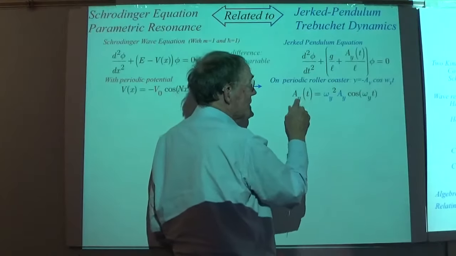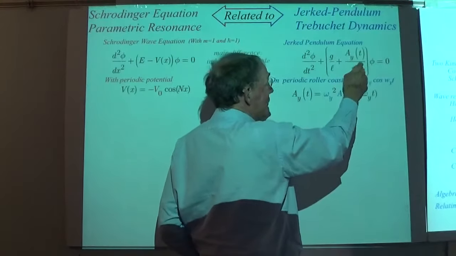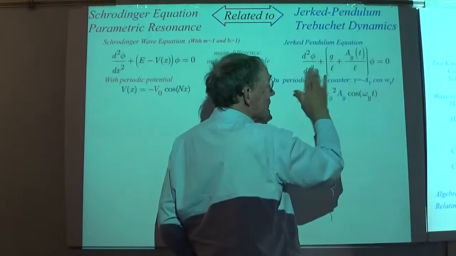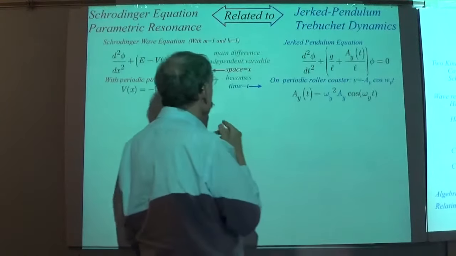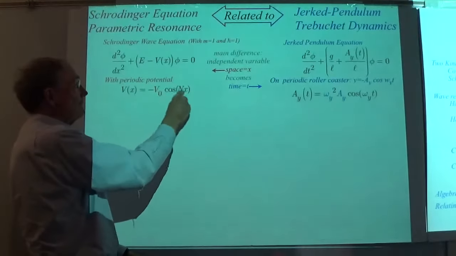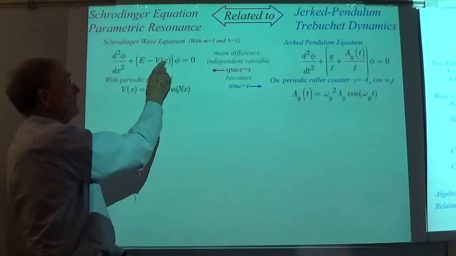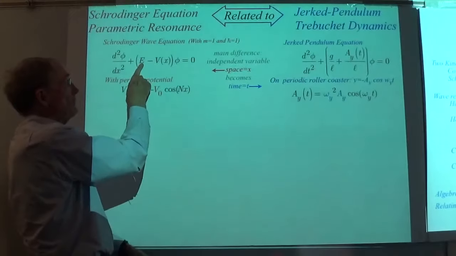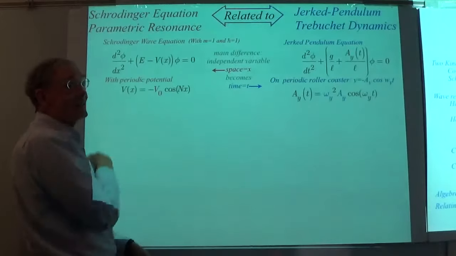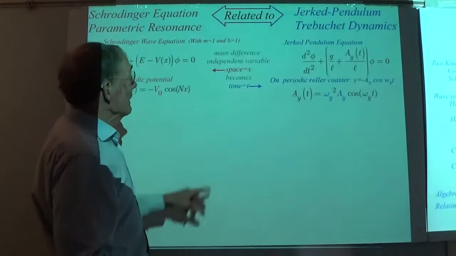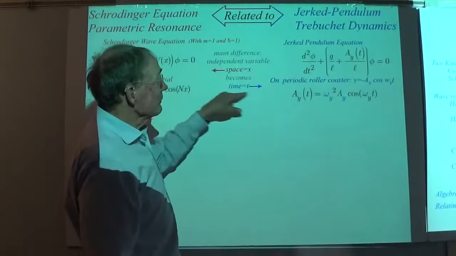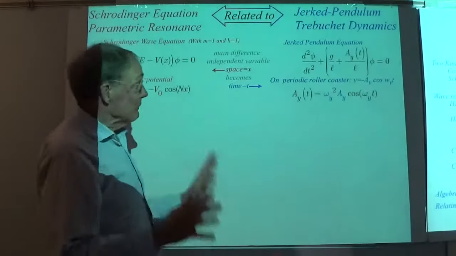So our extra acceleration here in the parameter of the pendulum oscillator is very much like the extra amount of potential that's contributing to something that otherwise would just be a simple Bohr orbital with a constant. Okay? So, main difference, independent variable. It's space here, it's time there. But the equations are the same.